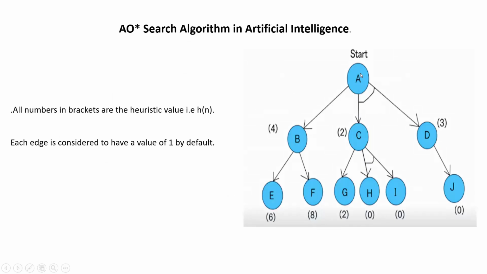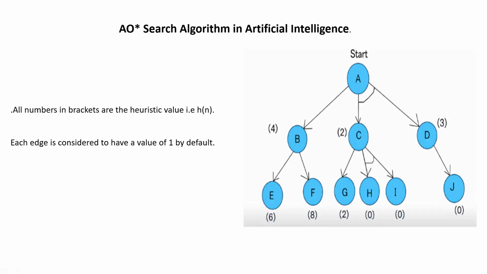Now you can see the graph here, representing the nodes A, B, C, D, E, F, G, H, I. Of these, E, F, G, H, I are the leaf nodes. All the numbers in brackets are called the heuristic value, which we mention as H. The H of B is 4, H of C is 2, like this. The path length from A to B is 1 by default, B to E is 1, B to F is 1, so all the path lengths are 1 by default, and the heuristic values are given in the question.